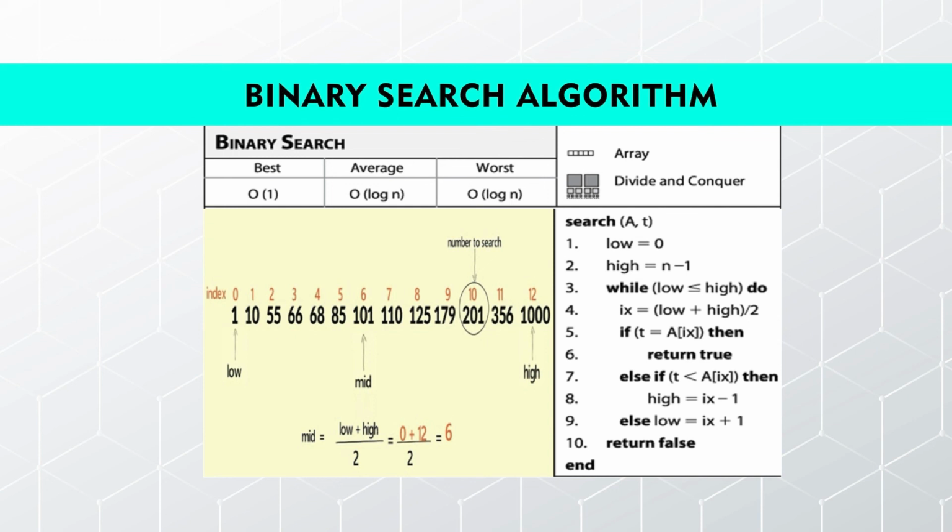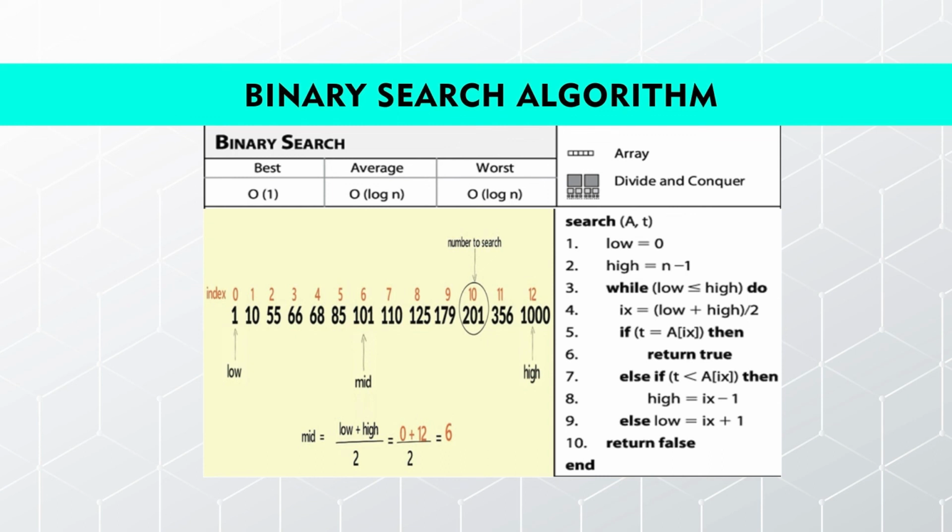Ix is equal to low plus high by 2. So 7 plus 12 by 2, that is 19 by 2, that means 9.5. 9.5 is rounded to 10, so Ix is now the 10th position. Now t is equal to 201 and A[Ix] is also 201, so the element is found at position 10. That means we are bifurcating, dividing the problem into two halves again and again.